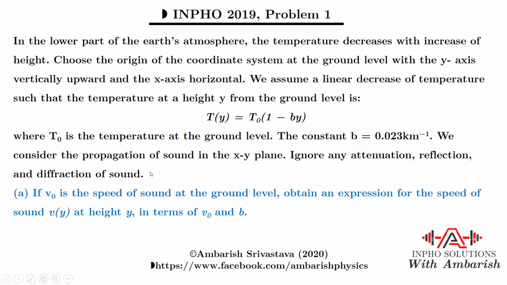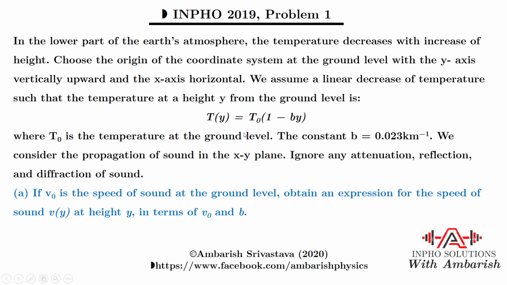Alright. So this is how the temperature is varying with height, so we can readily find out the velocity, because we know that velocity of sound is nothing but root of gamma RT by M. So if temperature is given as a function of height, that means we already know the velocity as a function of height. So that's what is asked in part A. Let me read it out. If V0 is the speed of sound at ground level, obtain an expression for speed of sound Vy at height y in terms of V0 and B. So that's pretty straightforward. Just velocity is to be found.